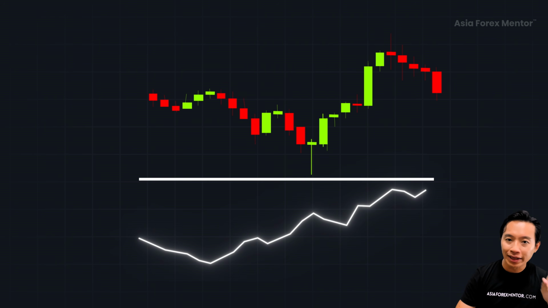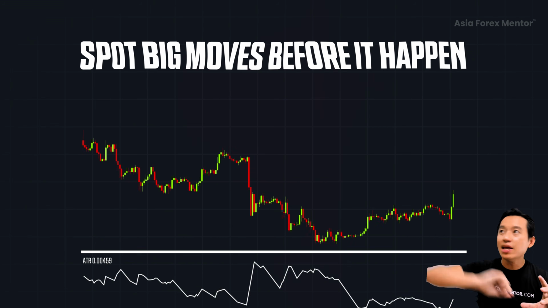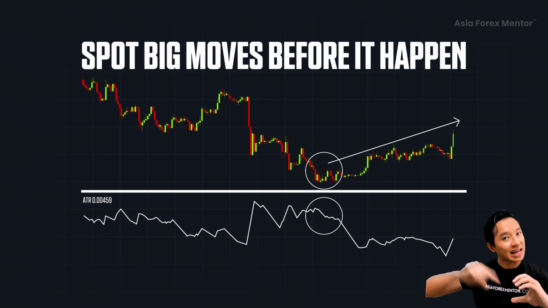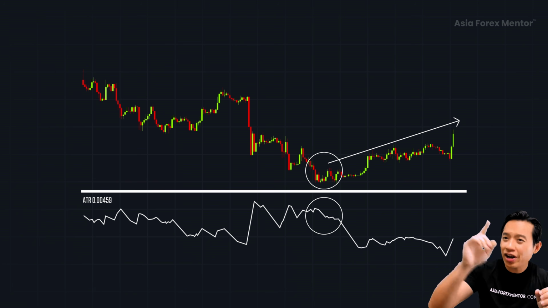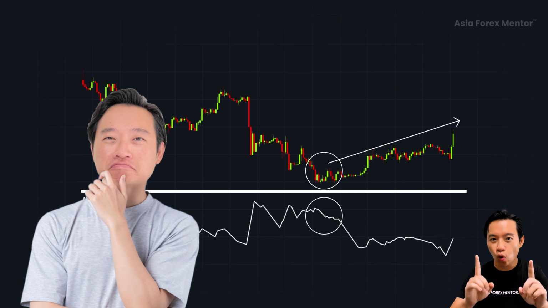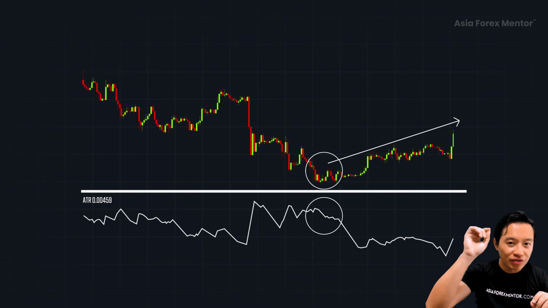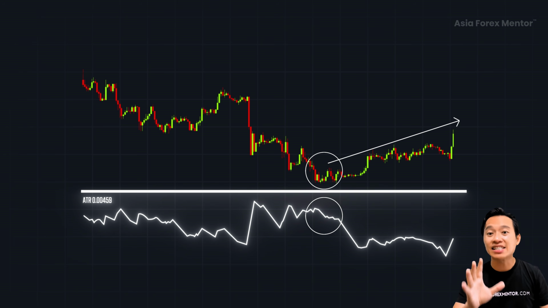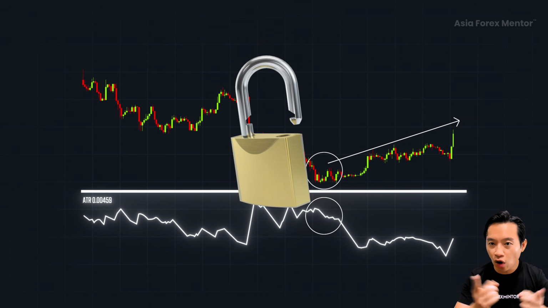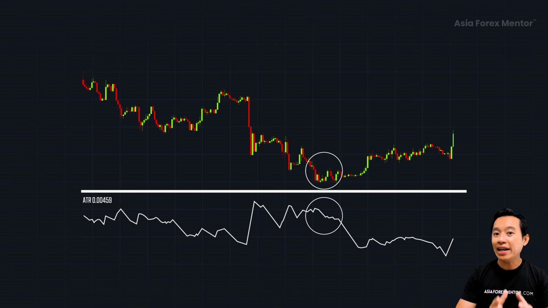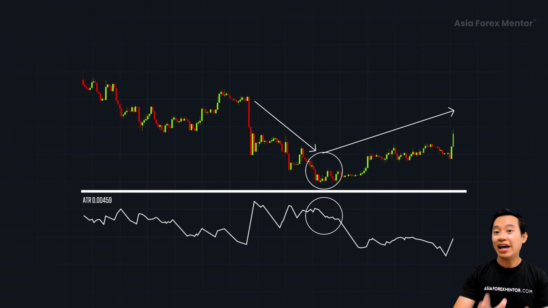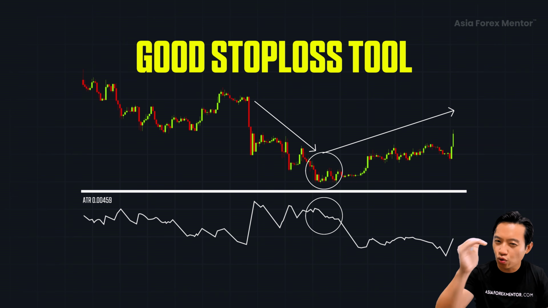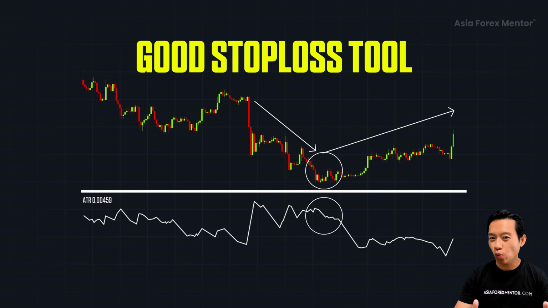So the ATR, for one thing, allows you to spot really big moves right before they happen. So this itself will make you a lot of money. As we know, the trend is your friend, but you need to know when it will reverse. And this important tool has a formula that you can unlock to tell you exactly when the pair will likely reverse and how you can capitalize on it. And not just that, it is a really good stop loss tool for you to increase your win rate.